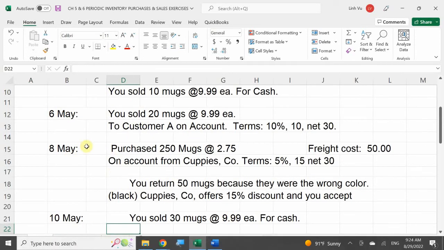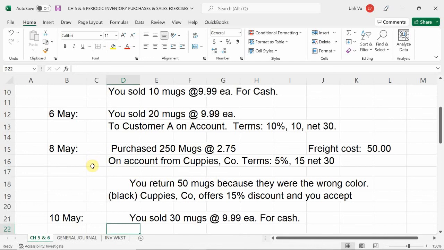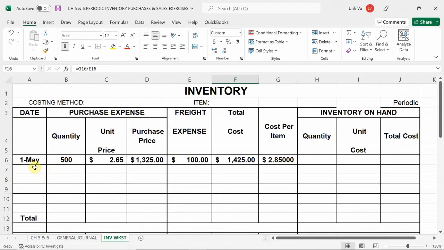May 8th, you end up purchasing an additional 250 mugs at $2.75 each, with a freight costing you $50. And you also place it on an account from Cuppy's Co., and they gave you other terms for this batch of inventory: 5% if you pay within 15 days. If not, you owe them in full in 30 days. So in this case, I purchased another 250 mugs at $2.75 each, with a freight of $50. I'm going to plug that into my inventory worksheet.